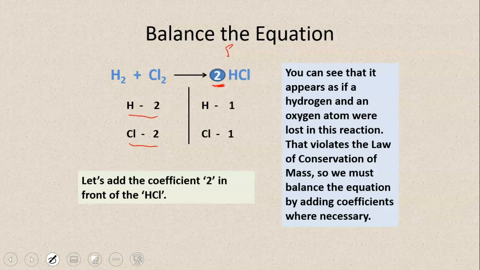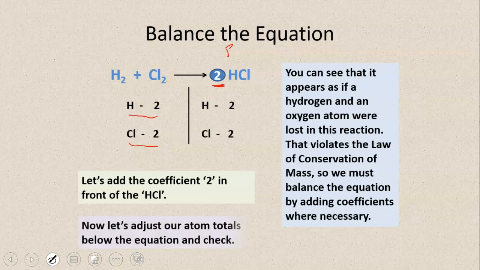When we do this, now all of a sudden we have 2 hydrogen, because this 2 goes to the hydrogen. This 2 also goes to the chlorine because it goes to the entire molecule. We now have 2 chlorine. And so, ladies and gentlemen, let's take a look. 2 hydrogen, 2 hydrogen, 2 chlorine, 2 chlorine. This is now a balanced equation.